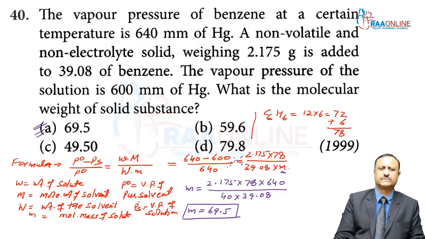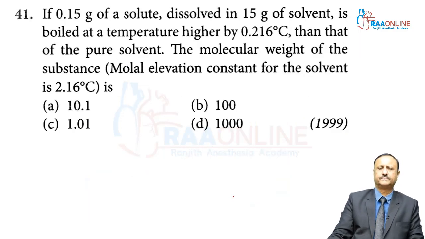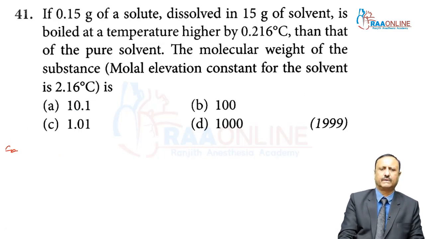Here, my dear students, when we go to question number 41, this question was also asked in 1999. Here we can see 0.15 gram of solute dissolved in 15 gram of solvent is boiled at a temperature, means the elevation of boiling point is higher by 0.216 degree than the pure solvent, and the molecular weight of the substance is wanted. Molar elevation constant is given.